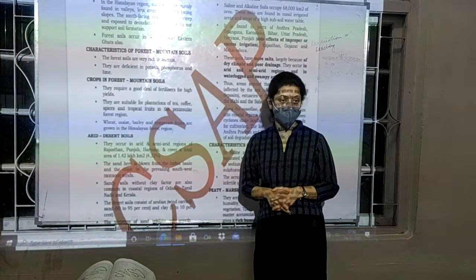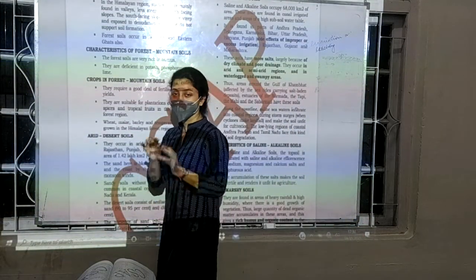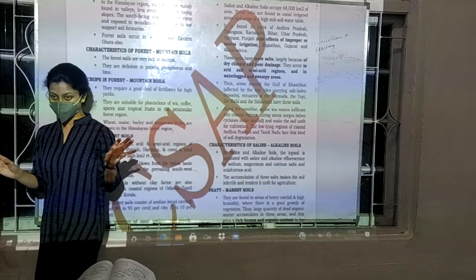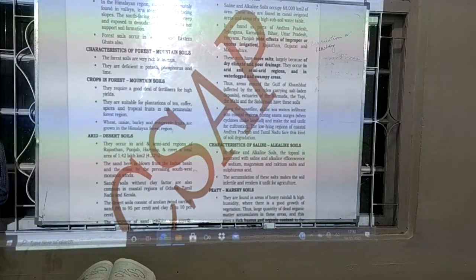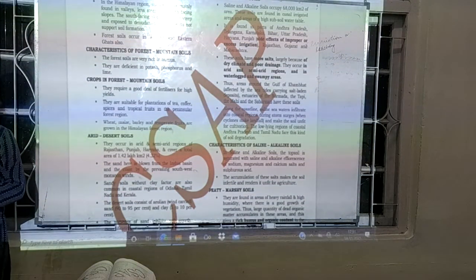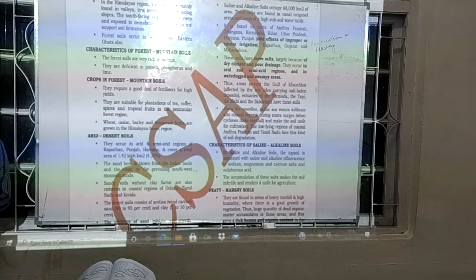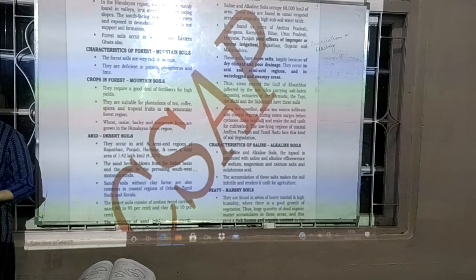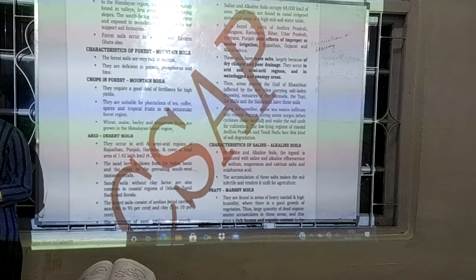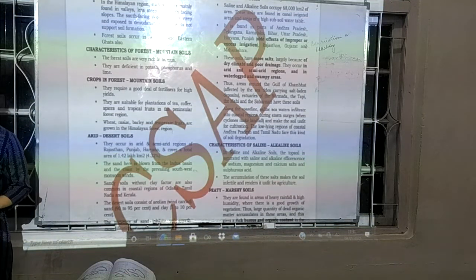Shedding. Trees will shed their leaves. That means what? There will be a thick layer of organic matter, humus. So it is rich in humus. Then what are the crops for forest mountain soils? Again, some plantation crops, and then some fruits, horticulture.